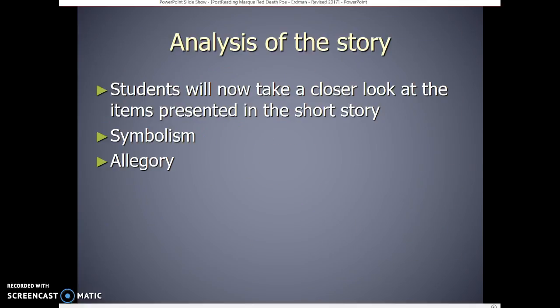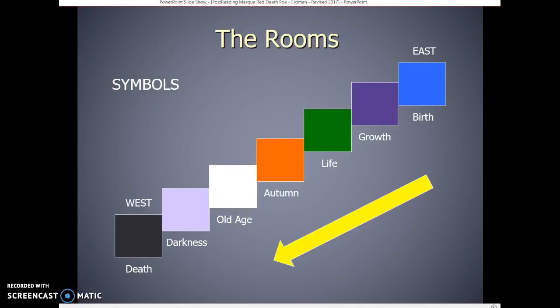So for the analysis of the short story, you're going to take a closer look at things that were presented in the short story. If you go back to the pre-reading, there were 5 images that you looked at and were asked to think about what they might symbolize. So the first thing we're going to look at is symbolism. From there, symbolism then moves into allegory, and we'll get into that shortly.